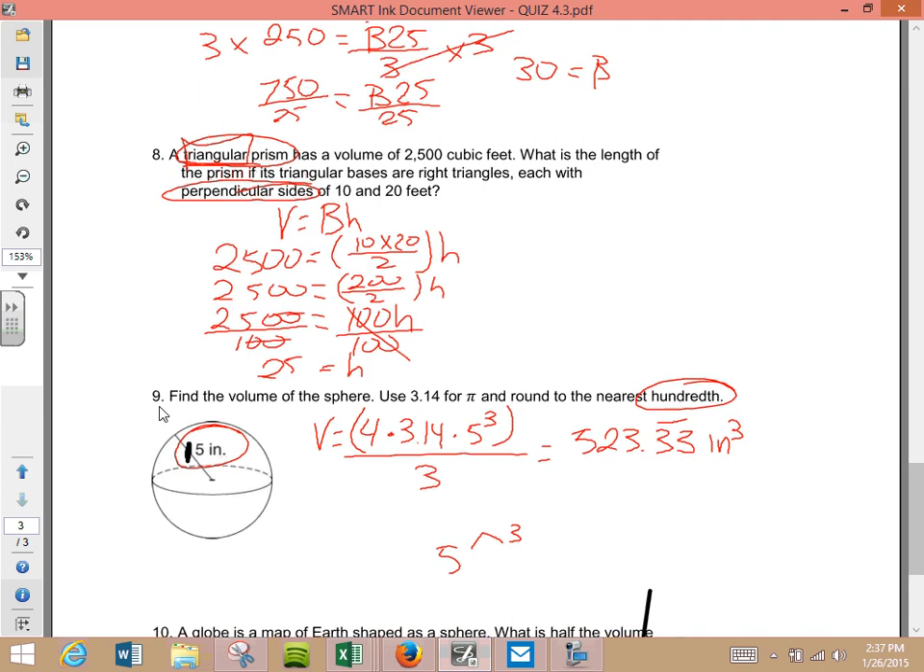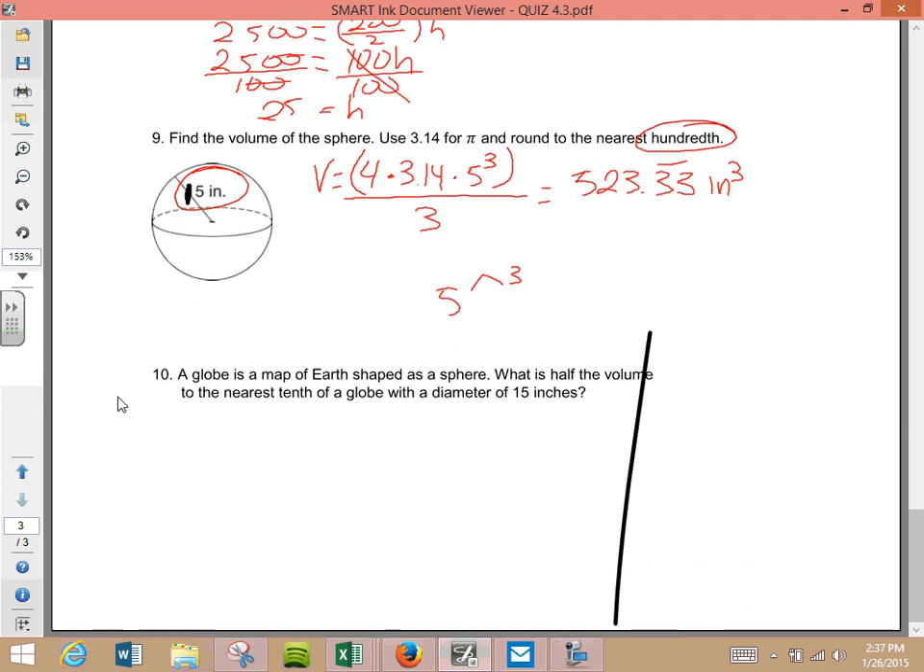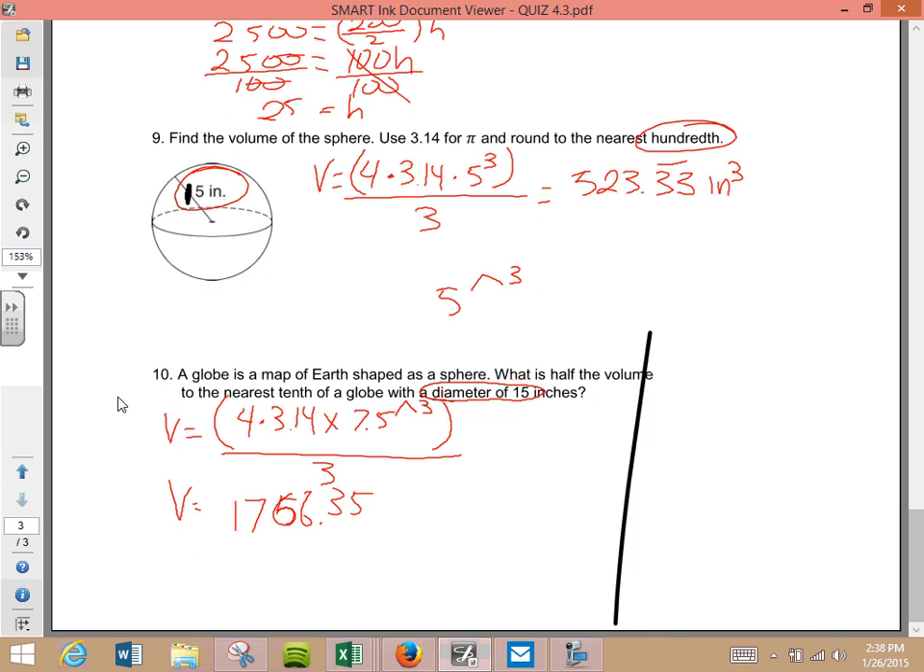All right, the last one. Guys, don't lose me. That one should have been easy too, because you have a calculator. So the volume would have been 4 times 3.14 times 7.5 because diameter, to the power of 3, close parentheses, all over 3. What is it? And then I said half, so divide that by 2.